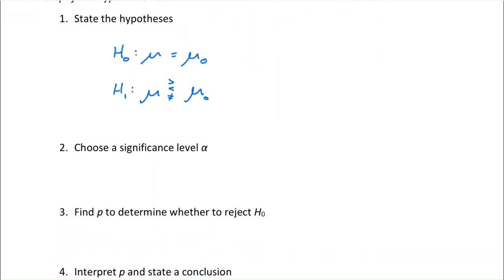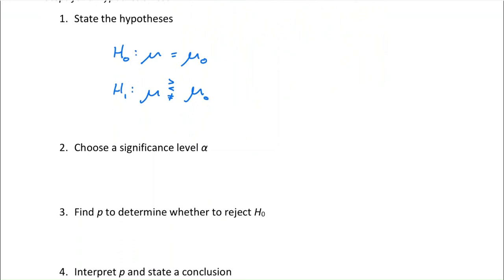The next thing we do is we choose our significance level, okay? So when we choose a significance level, again, this is basically a number that determines how difficult it is to reject the null. The smaller the value, the more difficult it is to reject the null. Larger value, easier to reject the null. So based on the situation, you want to pick an alpha value that makes sense.